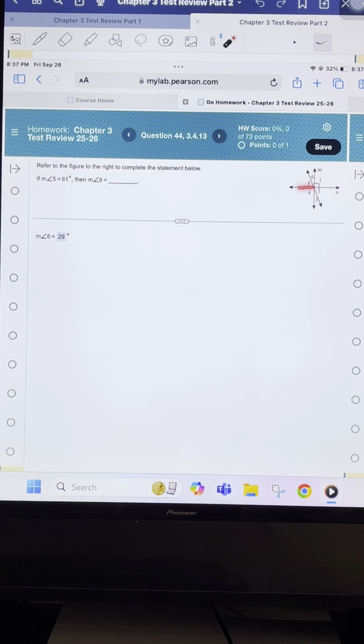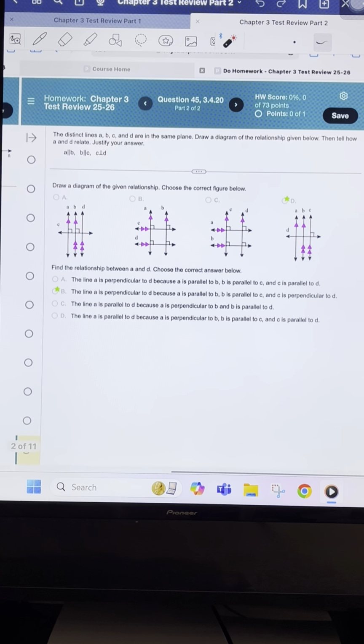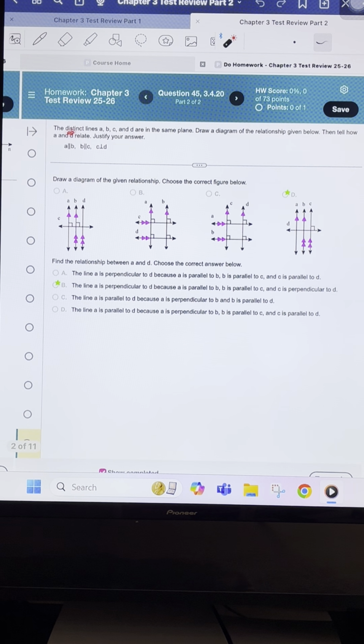If the measure of angle 5 is 61 degrees, the measure of angle 6 is, well, if 5 is 61 and this whole angle is 90, then I can just do the measure of angle 5, which is 61, plus the measure of angle 6 is equal to 90. So this would be 29. You just have to subtract, right?